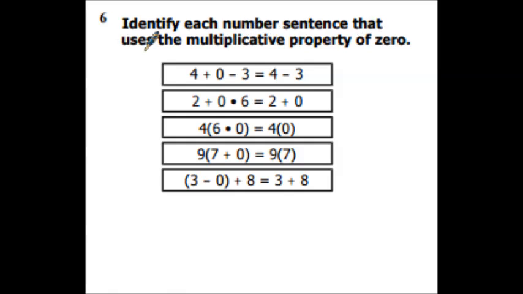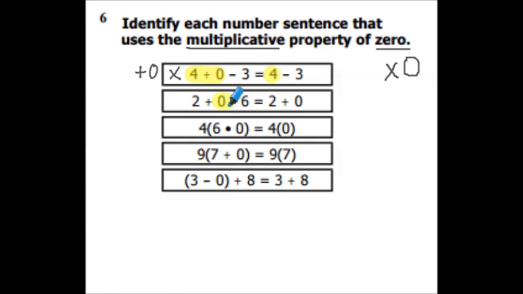Identify each number sentence that uses the multiplicative property of 0. So we are going to be multiplying by 0. And when I multiply by 0, my answer should be 0. So let's see what's actually going on in these sentences. Here I have 4 plus 0 minus 3 equals 4 minus 3. So the 4 plus 0 became 4, and the minus 3 is still on both sides. So here we were adding 0. That is not an example of when we multiply by 0. So this is not a correct choice.